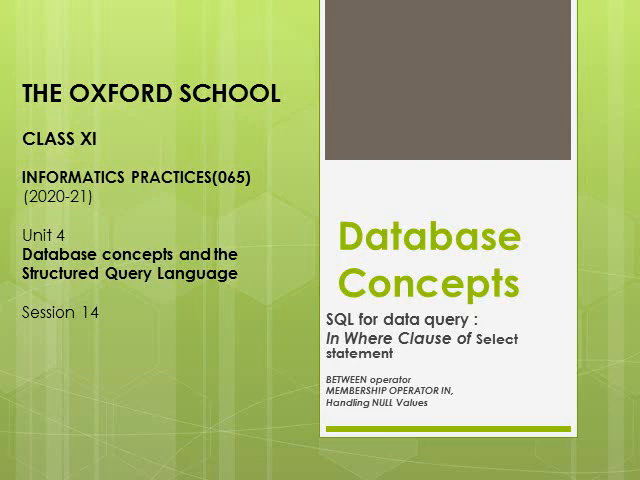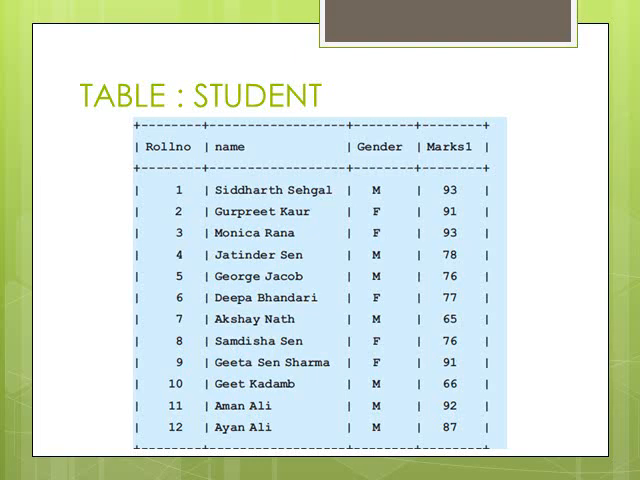Good morning, students. In this session, we will discuss the between operator, the membership operator in, and how to handle null values in the where clause of the select statement. Take a look at a student table. In this table, we have 12 records in which the roll number of the student is given, the name of the student, the gender, and also the marks of the student.